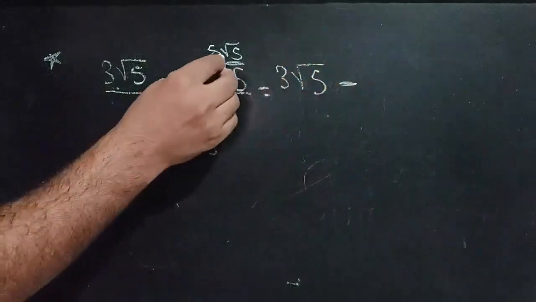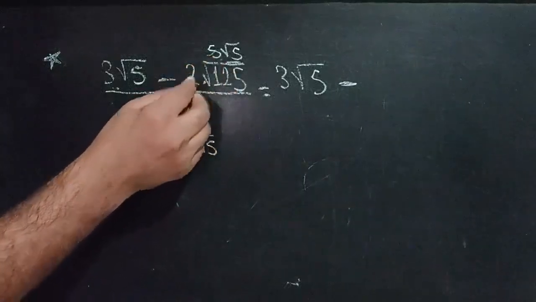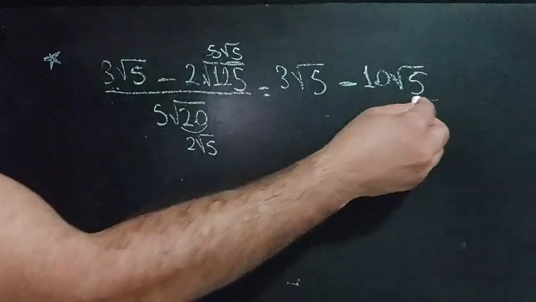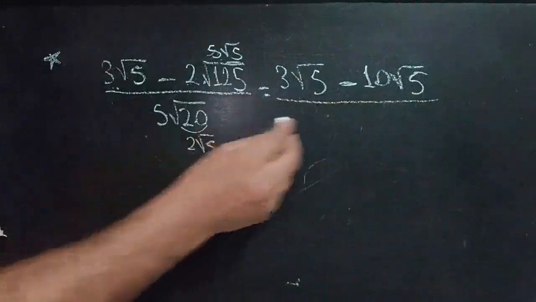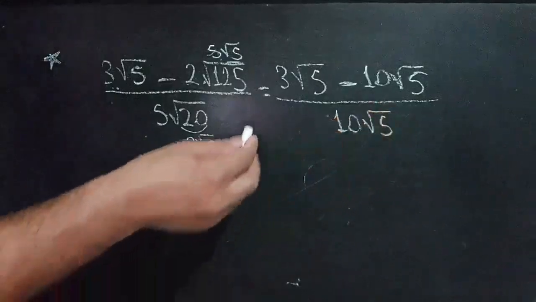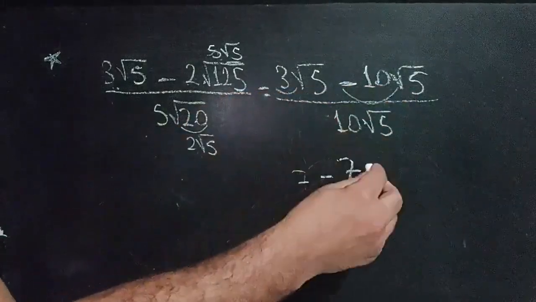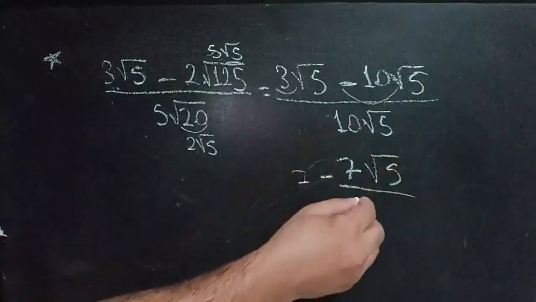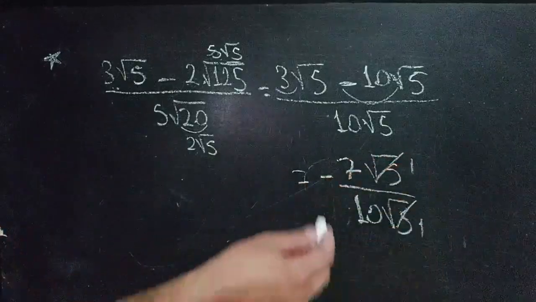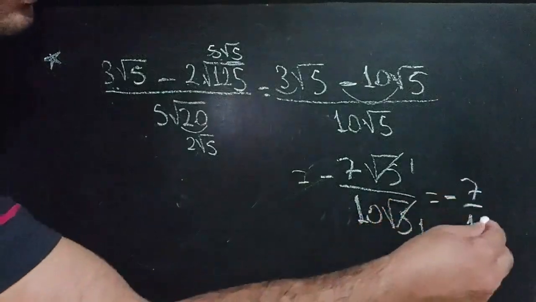minus, this is 2 times 5. Remember I told you 2 square root 125 means 2 times. So that will be 10 square root 5 over, and this one 5 times 2, 10, again square root 5. So from there 3 minus 10 will give me negative 7 square root 5 over 10 square root 5. The square root 5 simplifies to each other, which is going to give me negative 7 over 10.